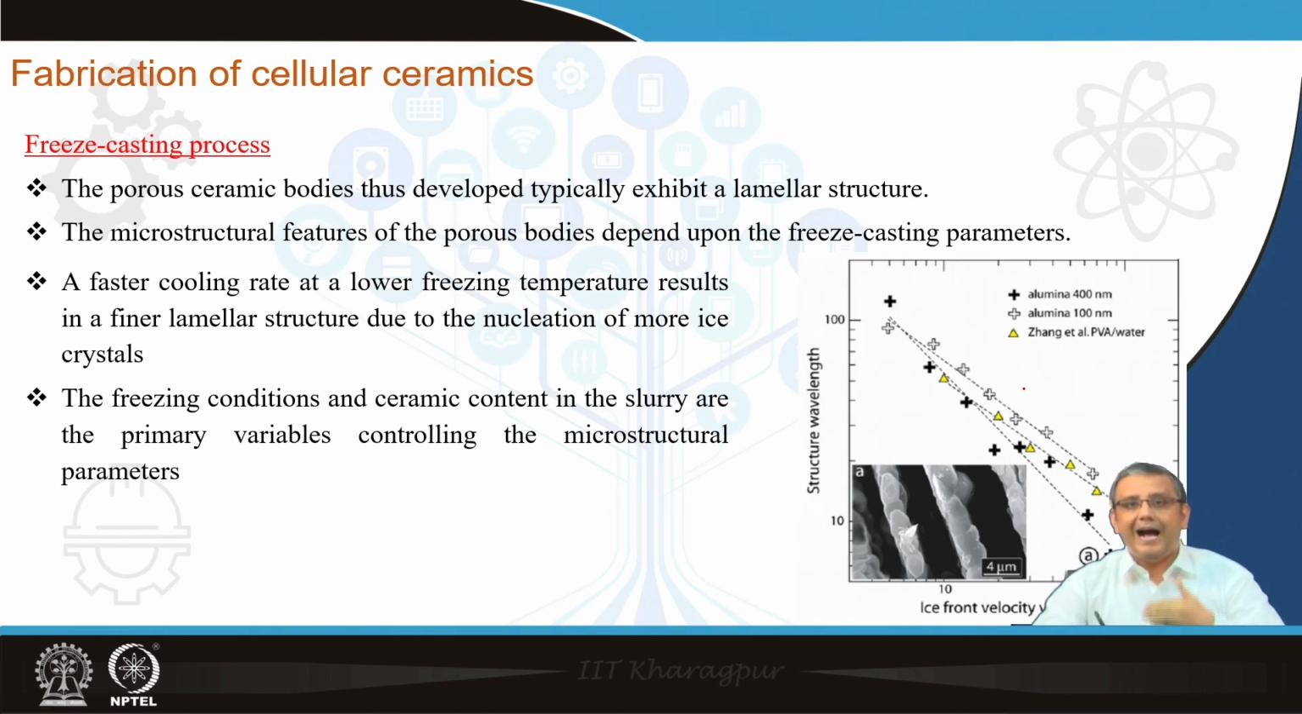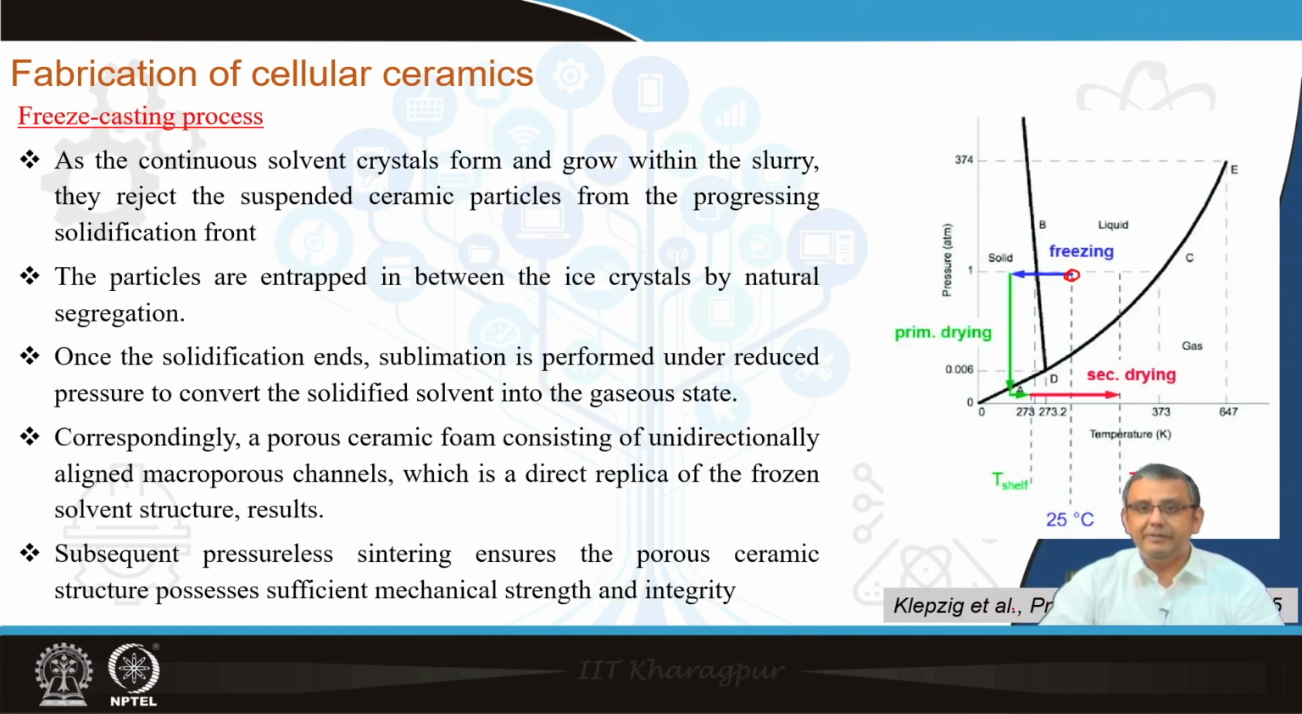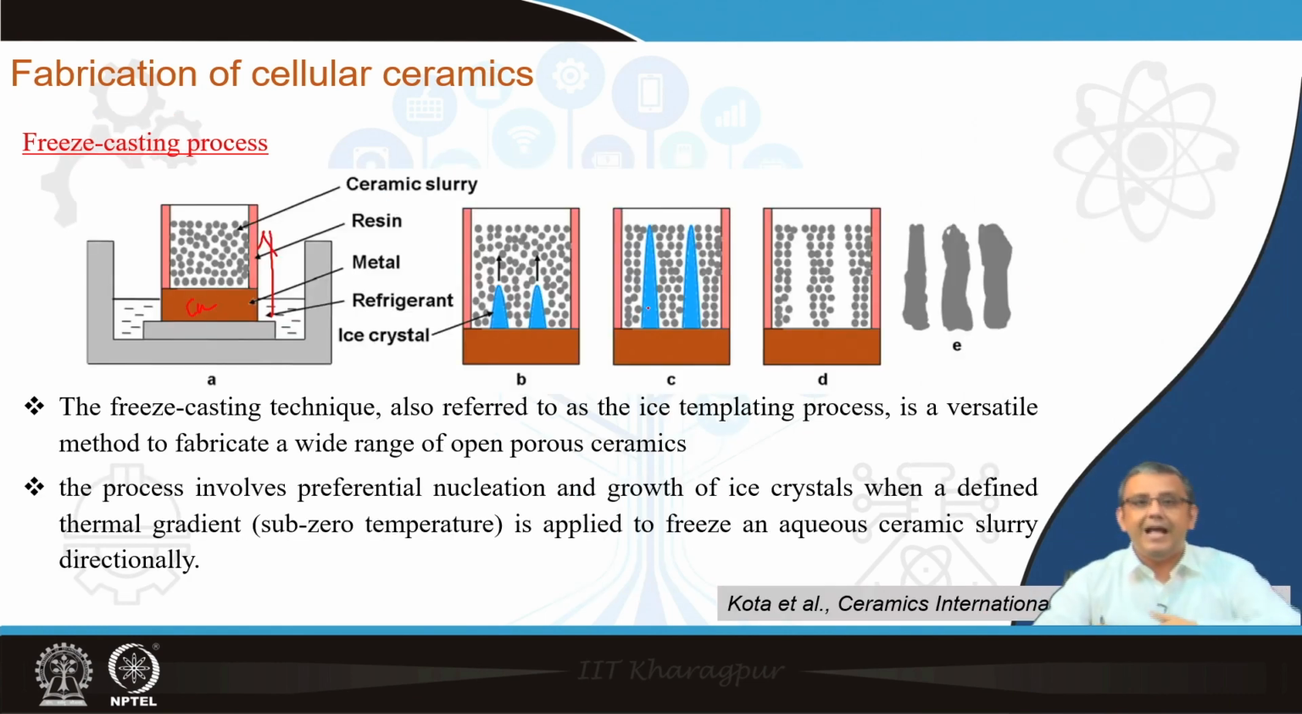The structure of the porous ceramic depends upon several factors. One of the factors is how much ceramic has been added in the initial slurry. That means the more ceramic is added in the initial slurry, the lesser will be the porosity. Also, the ice front velocity plays a very important role. That means the lower the freezing temperature, the more will be the nucleation. There will be more nucleation of these ice crystals, and that will lead to a finer microstructure, and the higher the freezing temperature, there will be less nucleation and more growth, and that will lead to a coarser microstructure.